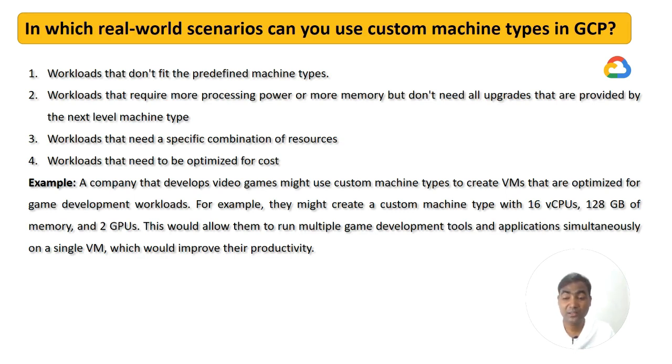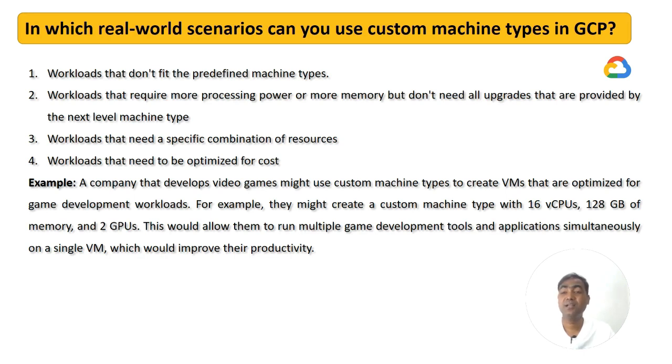Guys, the workloads that need to be optimized for cost. Custom machine types can be used to create VMs that are optimized for cost. That can be done by creating a custom machine type with the exact amount of resources needed for a particular workload, then using the sustained use discount or other pricing options to reduce the cost of the VM. Let's consider one example so that you can easily understand it.